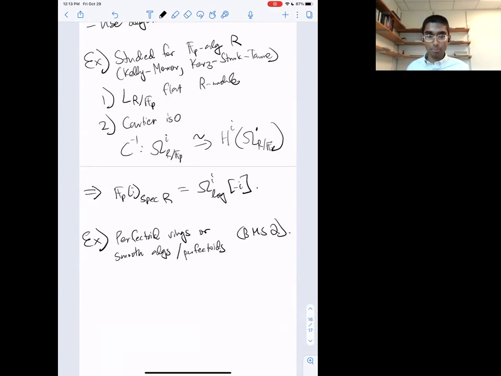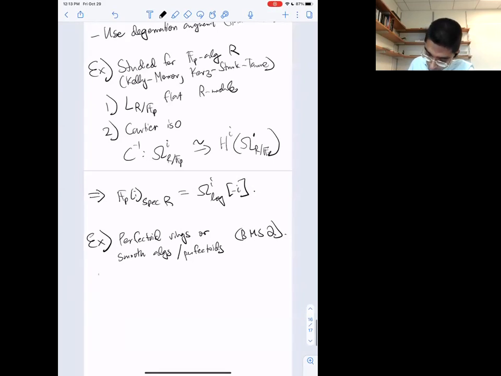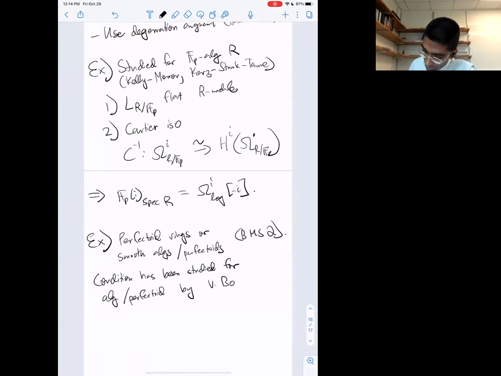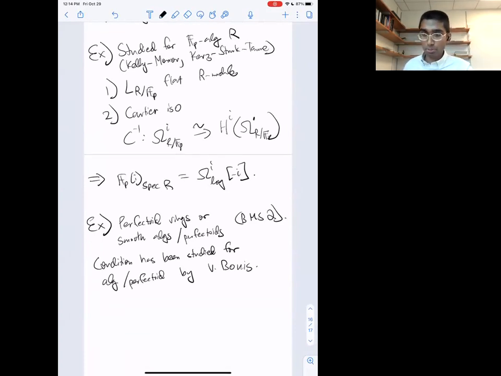And more generally, you can study this condition for algebras over a perfectoid. So this has been done in work in progress of Vincent Bouis. So the condition has been studied for algebras over a perfectoid by Vincent Bouis. Sorry. I think Bouis also proves at least most of the main results I'll explain in a second.